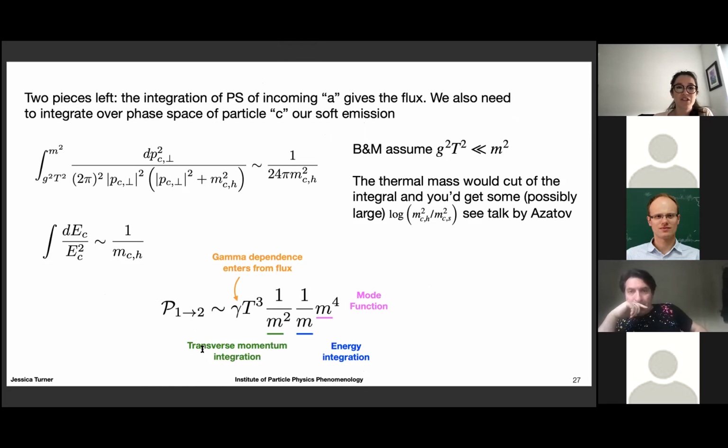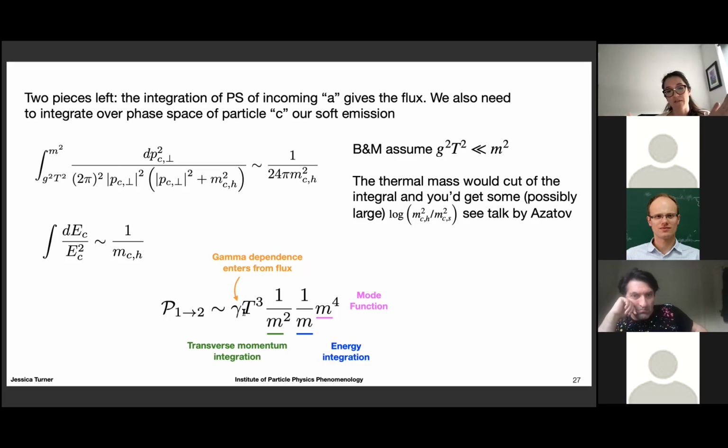So there are just 2 things left. We need to multiply by the flux, and we need to integrate over the transverse momentum and energy of particle C. If you take the prior expressions and you do that, what you find is the following expression. Well, first of all, Bodeker and Moore assume that the phase transition is supercooled, so that the thermal masses are much, much smaller than the bare masses, and they cut off both of their integrations by the mass of the emission.